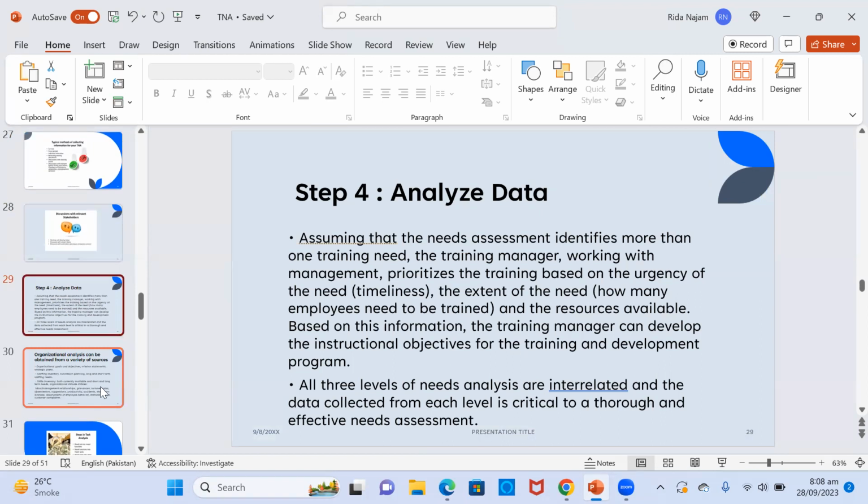Assuming that the needs assessment identifies more than one training need, the training manager works with management to prioritize the training based on the urgency of the need, timeliness, the extent of the need, how many employees need to be trained, and the resources available. Based on this information, the training manager can develop the instructional objectives for the training and development program. All three levels of needs analysis are interrelated, and the data collection from each level is critical to a thorough and effective needs assessment.